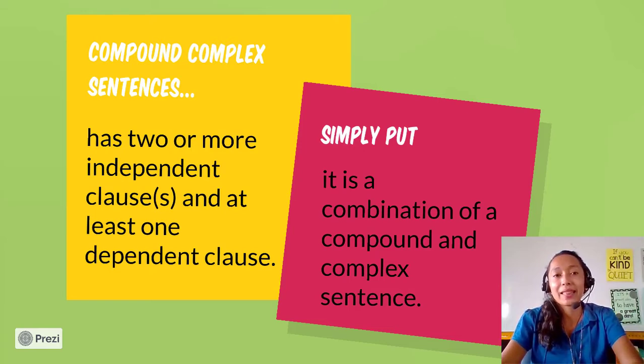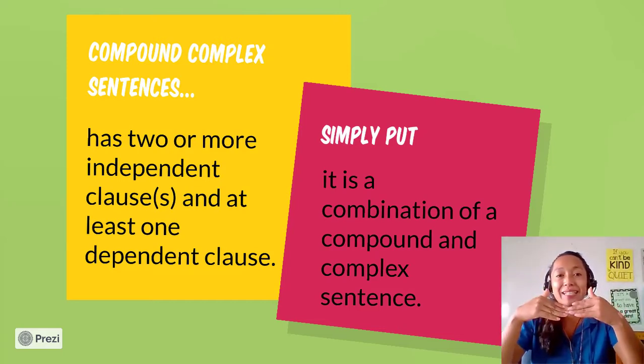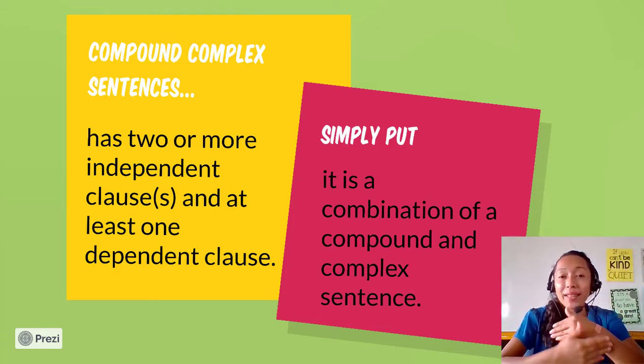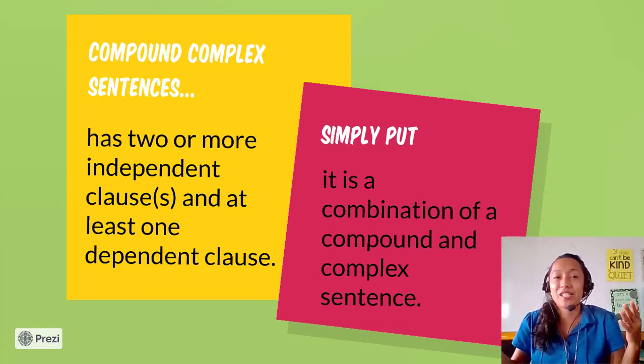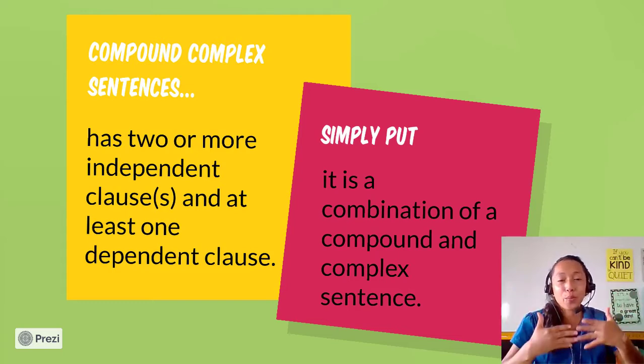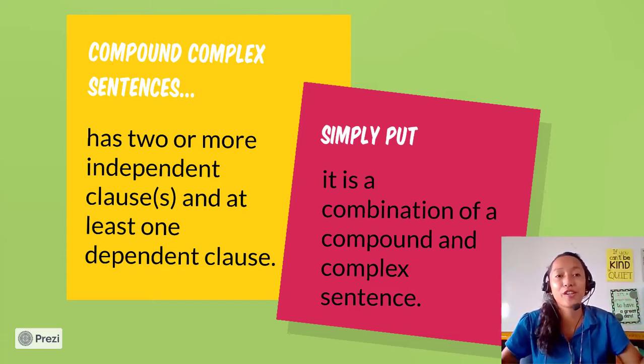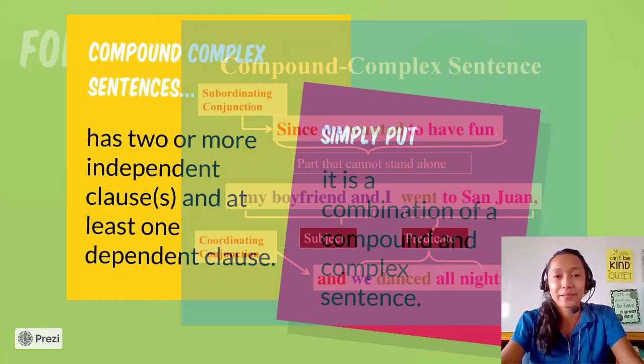That means that this type of sentence holds two independent clauses, meaning a compound, right? A compound sentence. And what makes it the complex part is the fact that it has one that cannot stand alone. That means it's a combination. It's putting together both compound sentences and complex sentences. You put them together and you've created yourself a compound complex sentence.